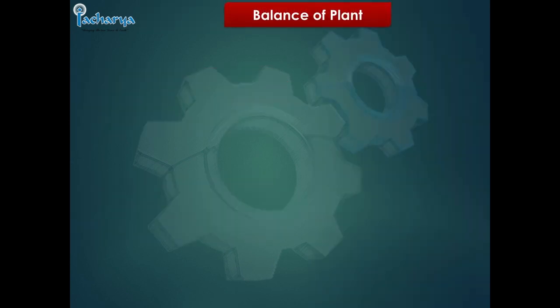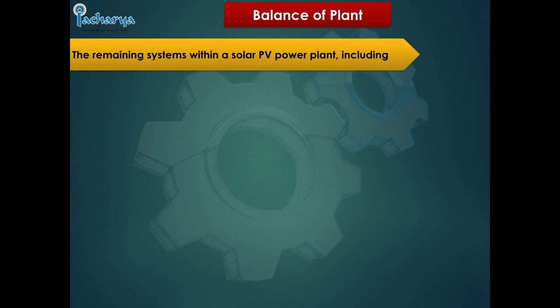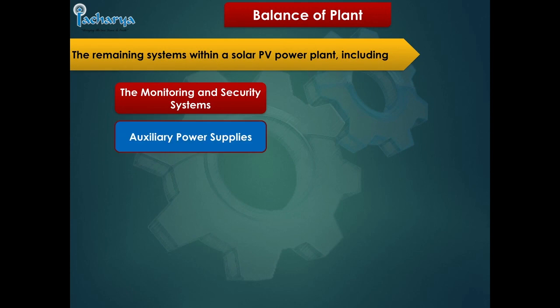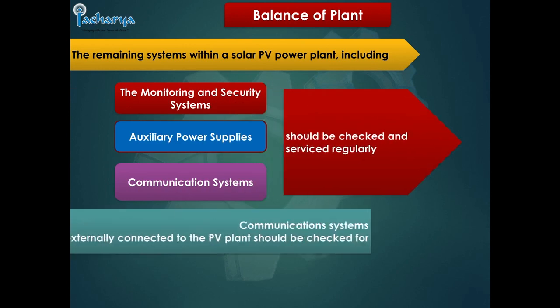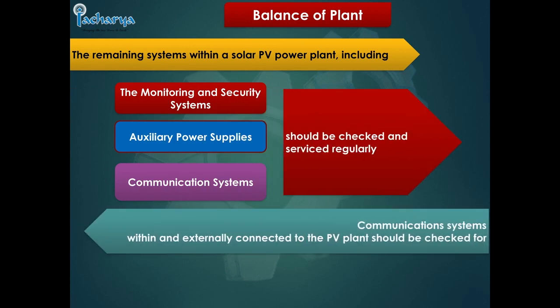Balance of plant maintenance. The remaining systems within a solar PV power plant, including the monitoring and security systems, auxiliary power supplies, and communication systems, should be checked and serviced regularly. For the communication system, we have to check signal strength and connection to monitor the plant output.